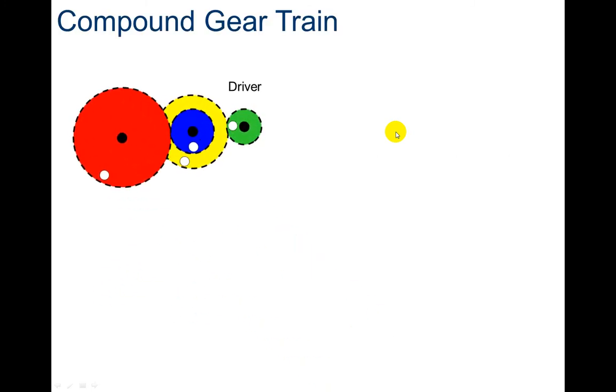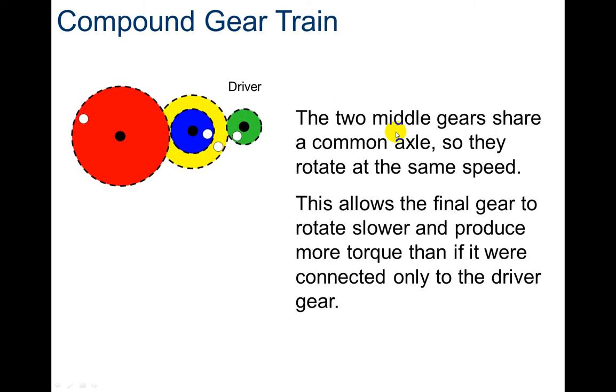Again, the faster it goes, though, my torque is going to be less. But in the middle, on this example, the two middle gears share a common axle, so they rotate at the same speed. This allows the final gear to rotate slower and produce more torque than if it were connected only to the driver gear. Again, notice how we're going from a large gear to a smaller one, and a large to small.